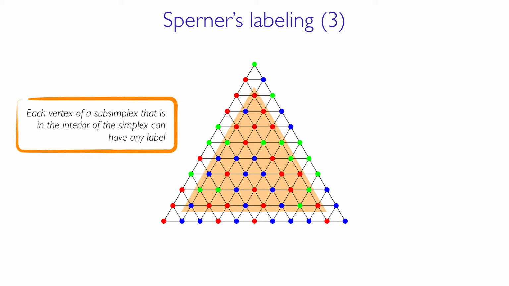The third constraint in the Sperner labeling is that each vertex of a subsimplex that is in the interior of the simplex can have any label. In this case, such a vertex can be colored in red, blue or green.